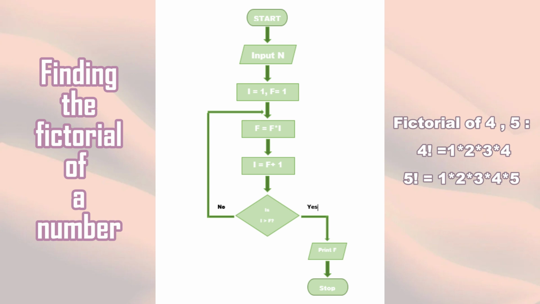If I is not greater than n, then the flow will again operate from above the rectangular box in which the formula is given. And if the condition is true, like it satisfies the condition, then it will print f, the program is done, and the stop command will be operated.